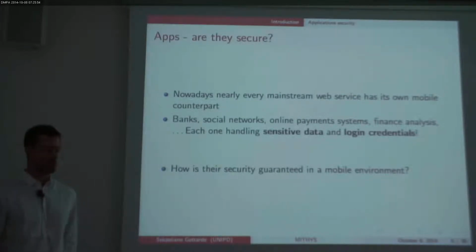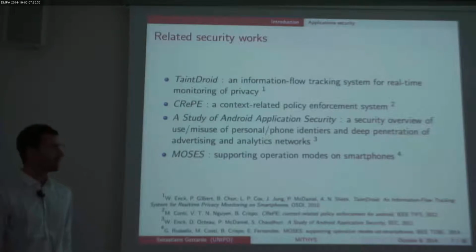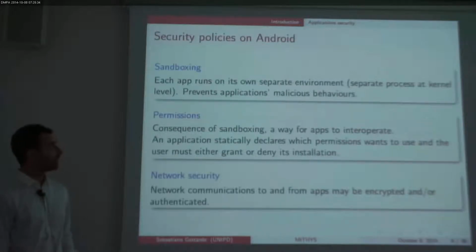And how is this security granted in a mobile environment? There have been a lot of studies about mobile security, in particular on Android. We see here some works about this. We have TaintDroid, which is a system for monitoring the privacy of the user in real time by information flow tracking. Then we have CREPE, which is a system that enforces context-related privacy on smartphones. Then we have a more general study about the Android security topic about applications. And finally, we have a work which introduces operation modes on smartphones. We're going to focus on Android, but these assumptions stay true also for other mobile operating systems, maybe under different names, or these features work in a similar fashion.